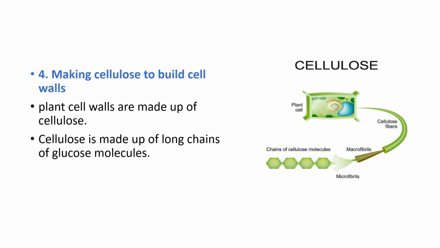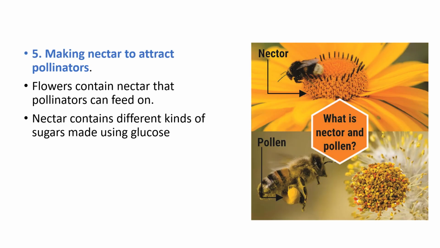Glucose produced during photosynthesis is used to make cellulose to build new cell walls. Plant cell walls are made up of cellulose and cellulose is made up of long chains of glucose molecules. Making nectar to attract pollinators. Flowers contain nectar that pollinators can feed on. Nectar contains different kinds of sugars made using glucose.